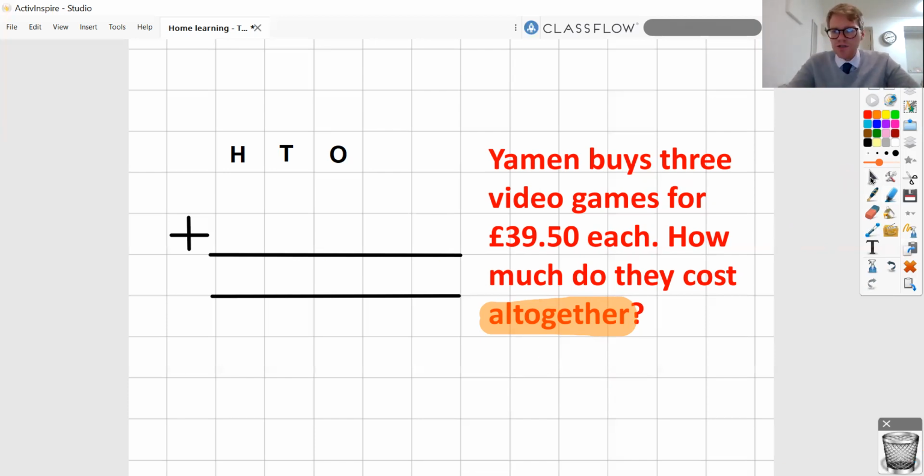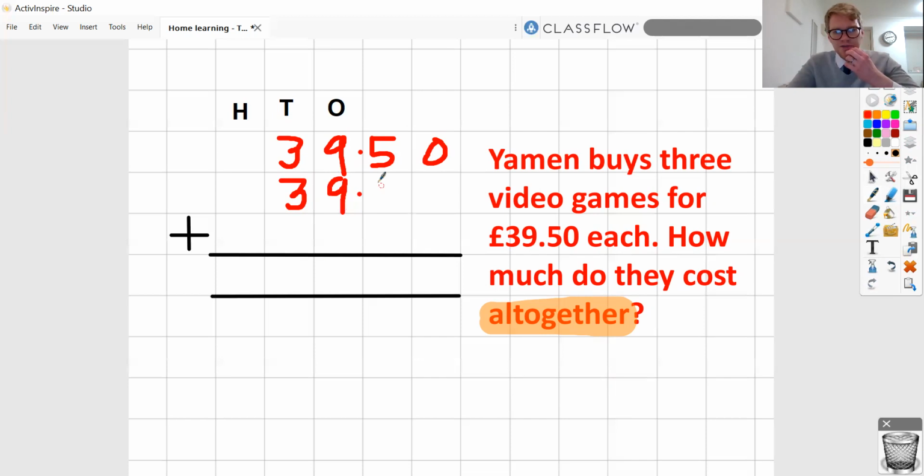The way I'm going to do it though is I'm actually going to just give myself a little bit more room, and I'm going to add it up 3 times. I'll show you what I mean by that. So I know I want to do £39.50 3 times, because he's bought 3 video games, it says. Thank you for bearing with me. You get the idea. £39.50 plus £39.50 plus another £39.50.